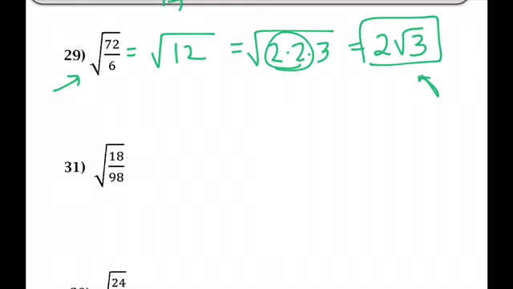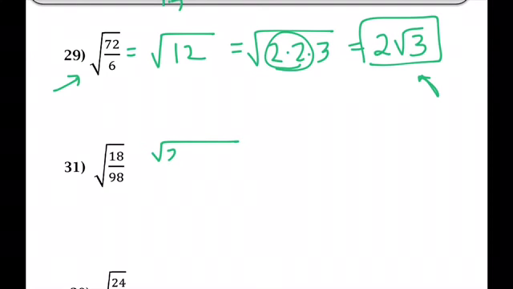Okay, let's go to 31. Square root of 18 divided by 98. So obviously 98 is not going to go into 18, so I can't do the same thing that I did in the last problem. Neither 18 nor 98 is a square number, so I think I'm going to try to separate them and see what happens.